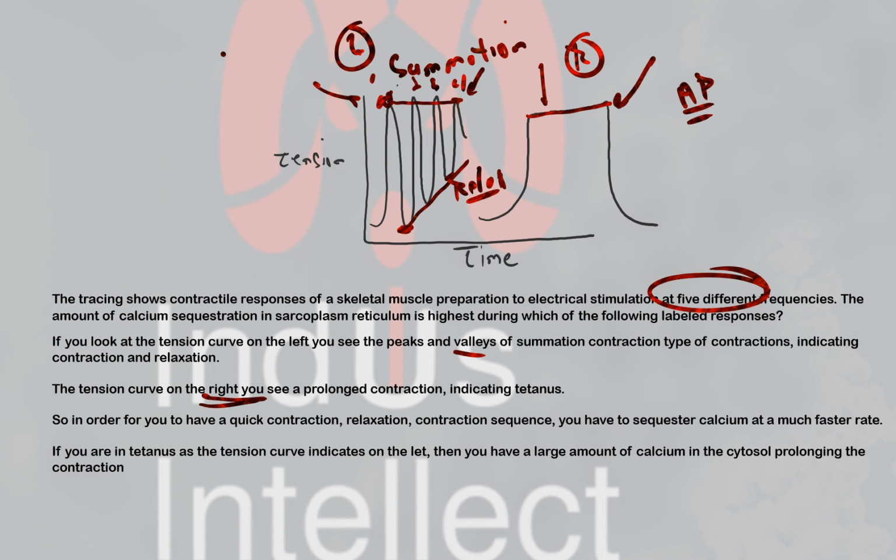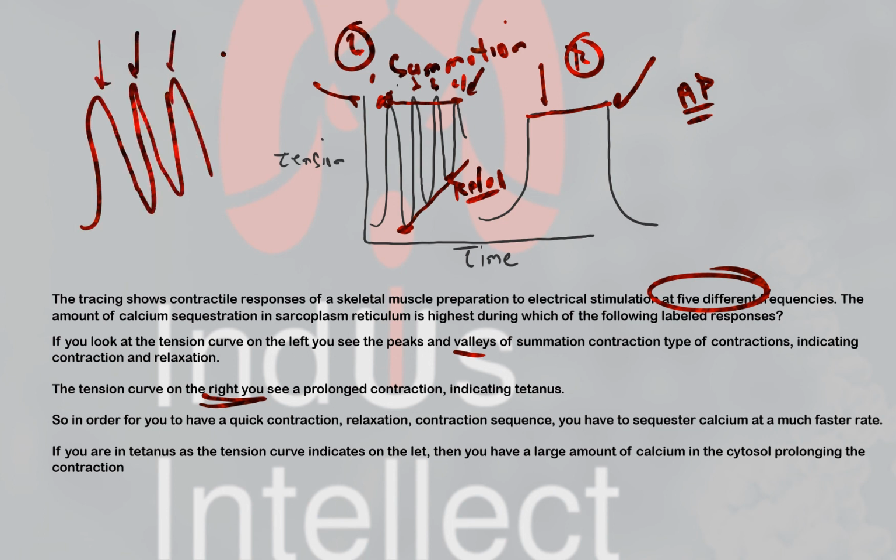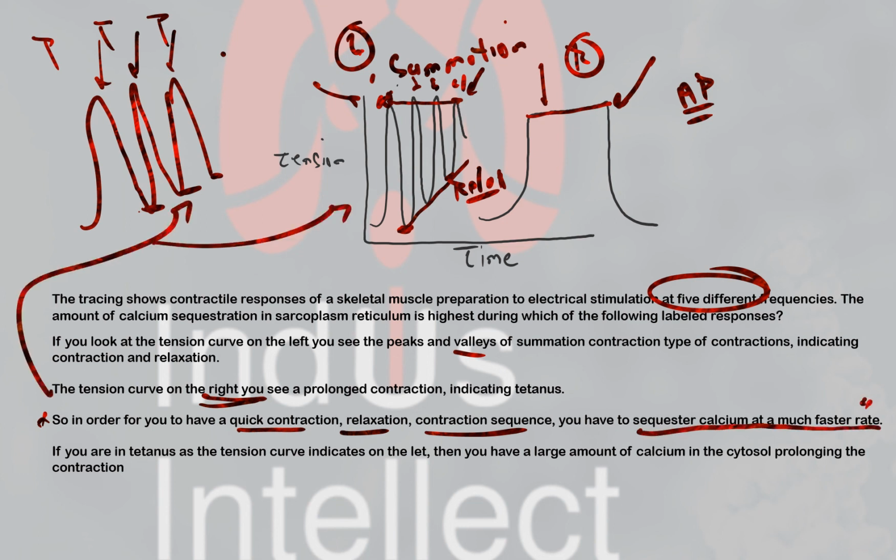So say that you just had one pulse, right, that was taking place like that, or a couple pulses. Then I would choose a curve that looks like this, in which those pulses represent the release of calcium. So I'll call these pulses here release of calcium from the sarcoplasmic reticulum, but you also have these increased number of valleys. And the only way that you could have those valleys, with contraction being terminated, is by putting the calcium back in the SR. So bottom line is, in order for you to have a quick contraction, relaxation, contraction sequence, you have to sequester calcium at a much faster rate, which then gives you a curve that more or less looks like the one on the left.